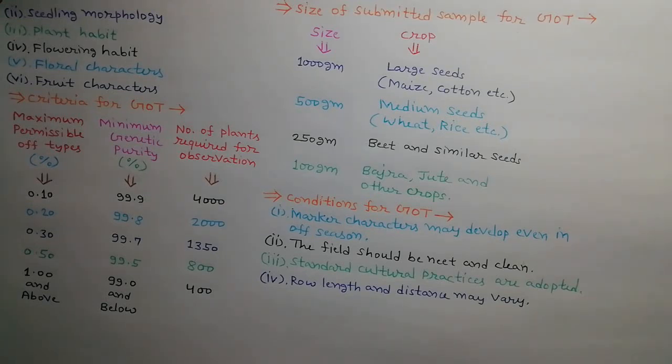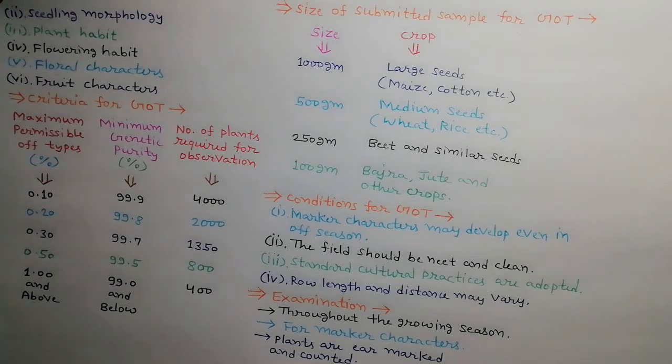The field should be free from other crops, weed, and volunteer plant seeds. Standard and recommended cultural practices are adopted for raising the crop, but row length, row to row distance, and plant to plant distance may vary. Each plant is examined throughout the growing season for marker characters at the time of their expression. The plants showing difference for one character or the other are earmarked and finally counted, and genetic purity percentage is calculated.